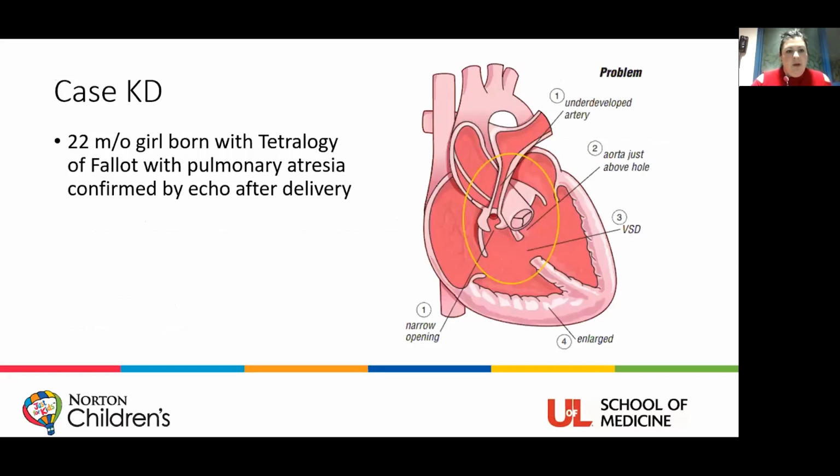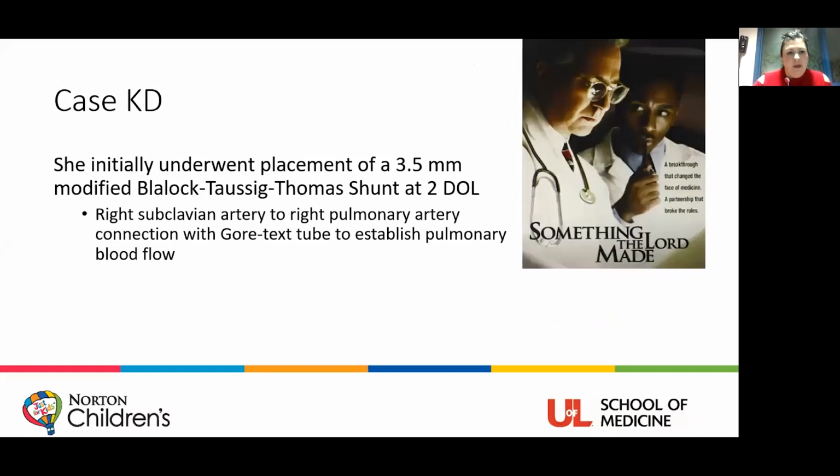So our little girl was born with tetralogy of Fallot, pulmonary atresia, that was confirmed with the echo right after delivery. She initially underwent placement of a 3.5 millimeter modified BTT shunt at day of life 2, which is an artificial tube or Gore-Tex tube from the right subclavian artery to the right pulmonary artery connection to establish blood flow to the lungs, since she has pulmonary atresia.